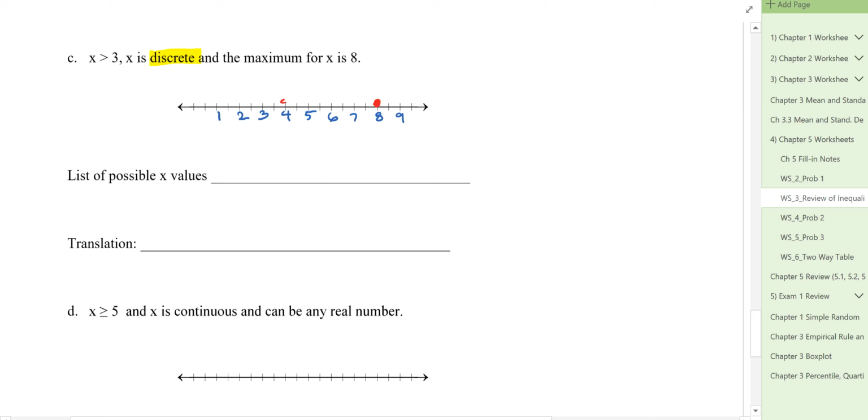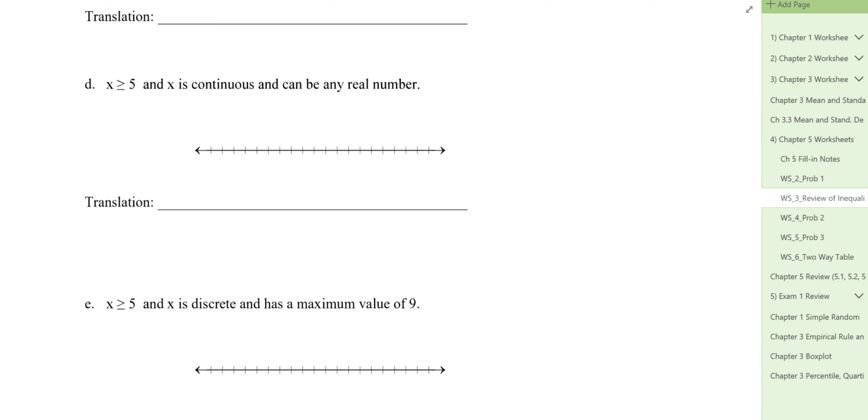4 is greater than 3. 4 is discrete, okay? 5 is greater than 3. 6 is greater than 3. 7 is greater than 3. a is also greater than 3, and the maximum is a, which those are the values. Notice I can list the values again for discrete. So 4, 5, 6, 7, 8. Okay, I can translate that. I can say x are discrete numbers that are greater than 3, but no more than a.